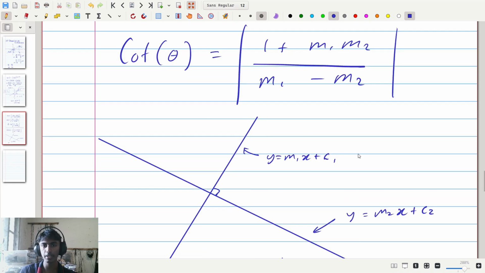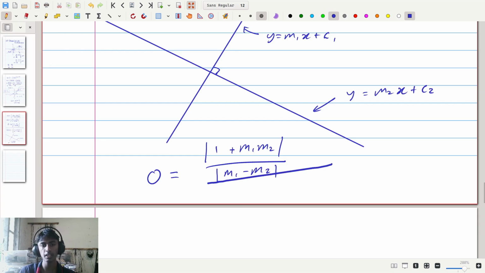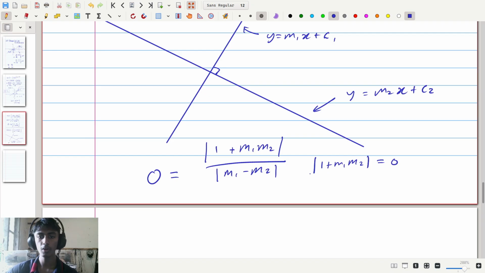From observation here, we can see that m1 is not equal to m2, since these two are definitely not in the same direction. Therefore this m1 minus m2 bit is non-zero. So we can multiply it to the right side and get that the absolute value of 1 plus m1 m2 must be equal to 0. Since the absolute value of 1 plus m1 m2 is equal to 0, 1 plus m1 m2 must equal 0, meaning that m1 m2 is equal to negative 1.